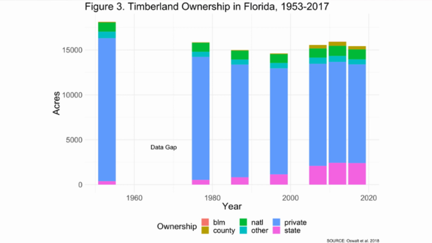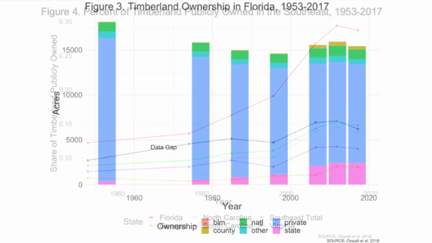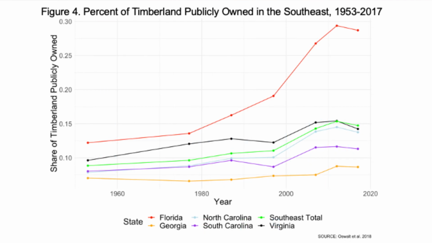So next you can see Florida compared to the rest of the region. The share of publicly owned timberland in Florida also increased far more than in other Southeast states over this time period. So now we're looking at the percent of total timberland that's publicly owned. It's been increasing since 1977, but it really took off after 1997 and broke away from the rest of the crowd at that point. The rest of the Southeast region has changed a little bit over this time period, but Florida has really broken away from the rest of the group.